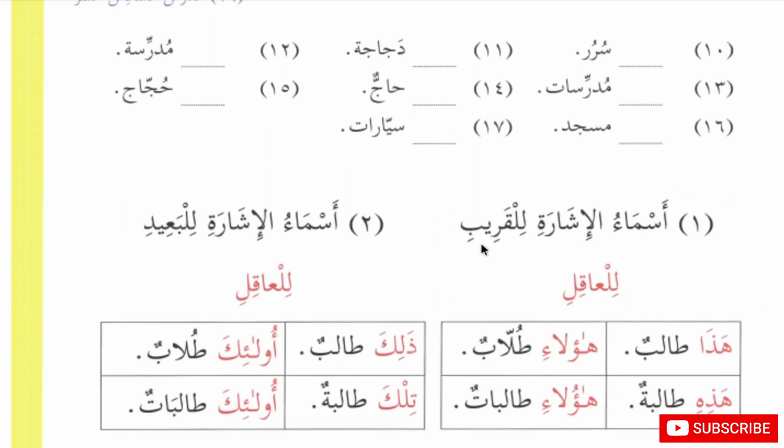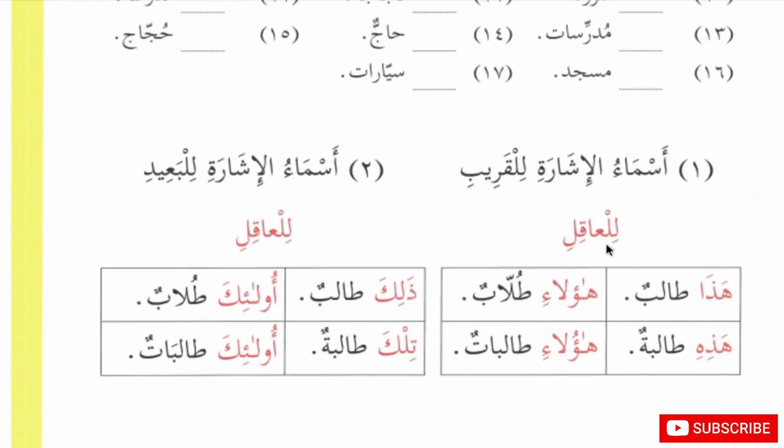أسماء الإشارة للقريب. The demonstrative pronouns, or the nouns of ishara, like demonstrating, showing, للقريب, for close. للعاقل, for intelligent. هذا طالب. This is a student. هذه طالبة. This is a female student. هؤلاء طلاب. These are the students. هؤلاء طالبات. These are female students. هؤلاء is used for both.